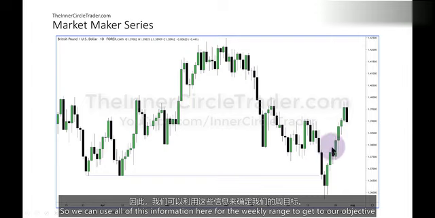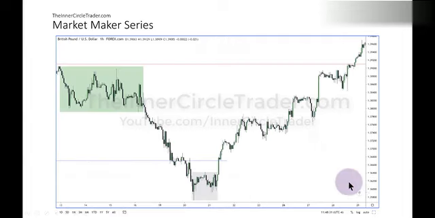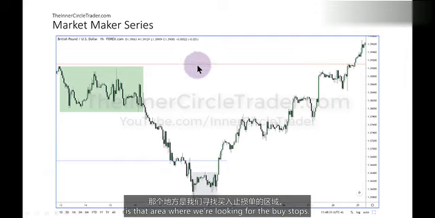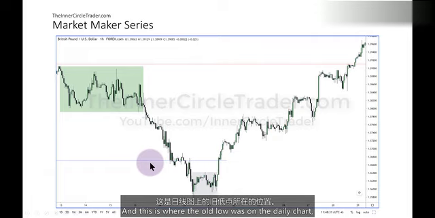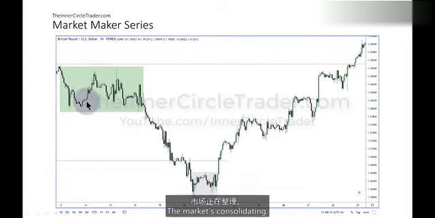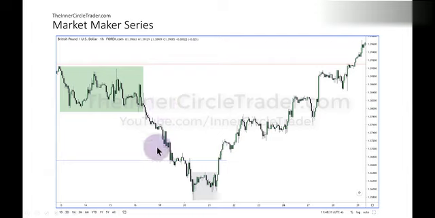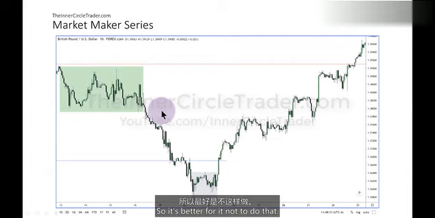Okay, so we can use all of this information here for the weekly range to get to our objective on weekly pip objectives. Let's assume this is that area where we were looking for the buy stops, and this is where the old low was on the daily chart where the sell stops were. Look what we have here. The market's consolidating. It leaves the consolidation, but why doesn't it come back up here? It doesn't need to. So it's better for it not to do that.